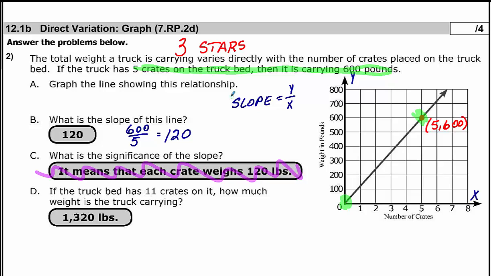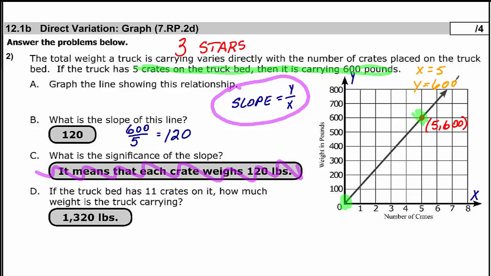Well, here is our slope formula. Once again, our slope formula is always slope is y divided by x. In this case, the y is 600 and the x is 5. We can take that right out of this point. And in fact, let's just go ahead and write it right here. The x is the 5. The y is the 600. So we have 600 divided by 5 gives us 120.